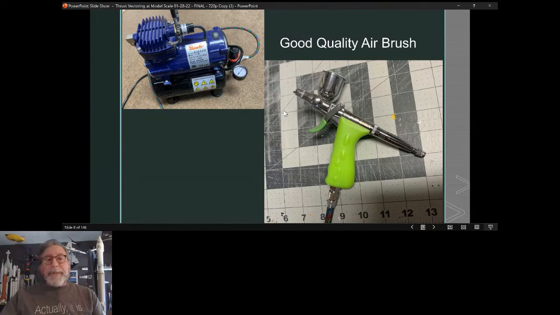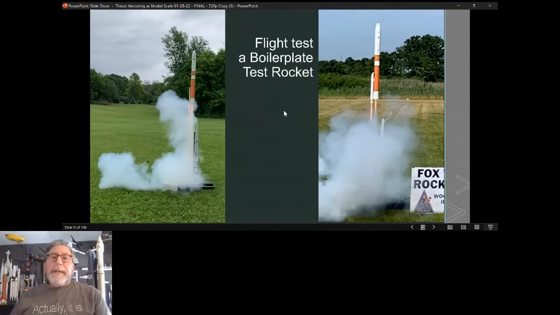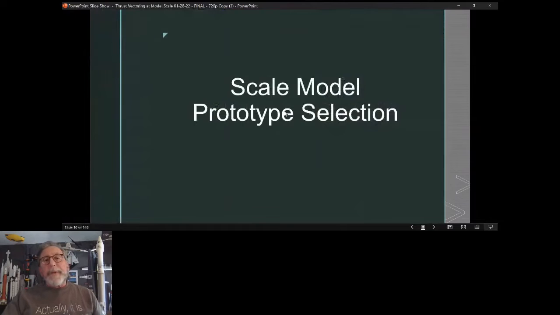And so on. So it's a much better tool for final models. The other piece of advice that I took to heart for this project was to build a boilerplate test rocket and fly it. Because in NARAM scale competition, you can't have grass stains or chipped fins on your model for static judging. So unless you're really confident, you probably don't want to fly your competition model. So that means building a replica of the rocket and flying it to make sure it flies okay, which I did.